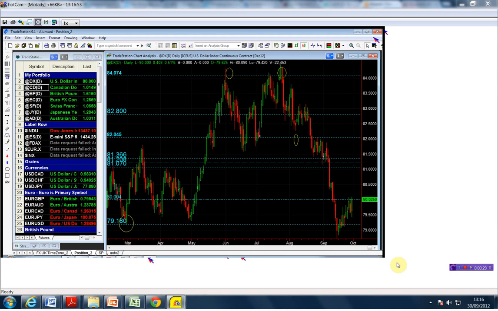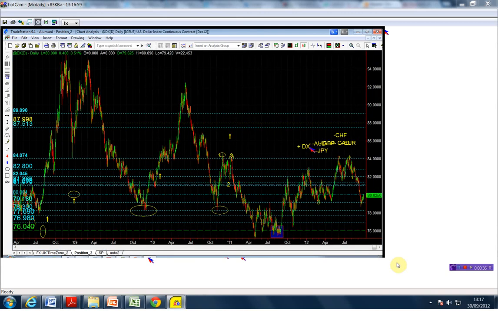And what we do, we try to pair it. We try to pair the dollar with the weakest. So you pair the dollar index with the Aussie. So you're choosing the strongest index to buy and you're pairing it with the weakest index to sell.